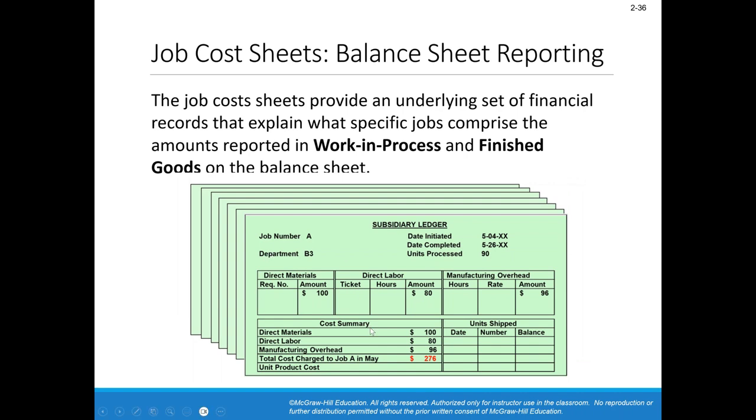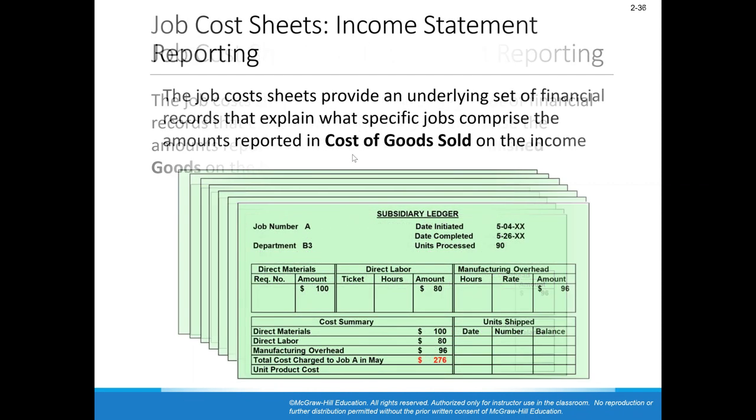Now, once this job is fully complete, we'll move it out of work in process. So the work in process inventory will decline and the finished goods inventory will increase. And of course, when we sell that product, finished goods inventory will decrease and we'll record a sale. This figure will become our cost of goods sold, because that's how much it cost us to make this product.